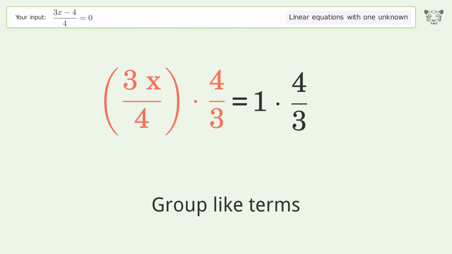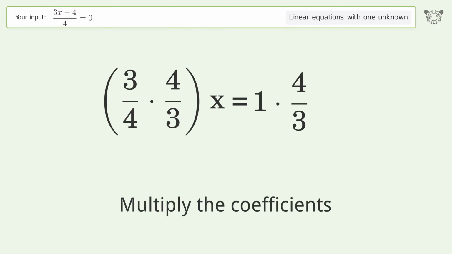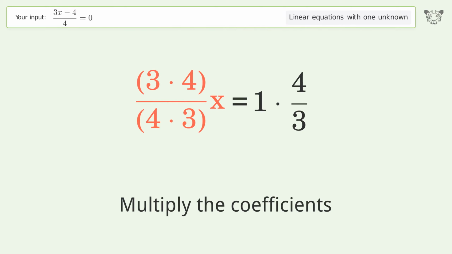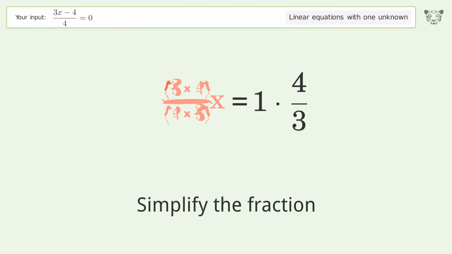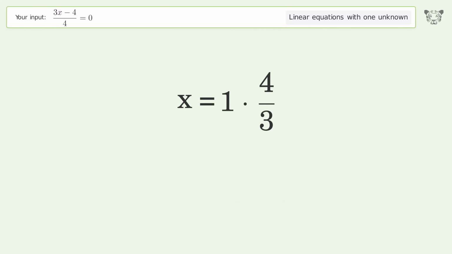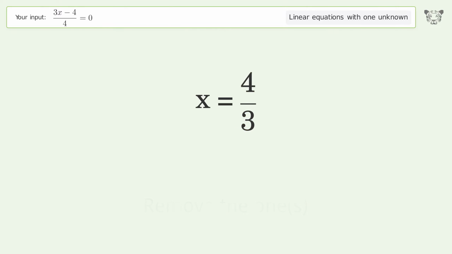Group like terms. Multiply the coefficients. Simplify the fraction. Remove the ones. And so the final result is x equals 4/3.